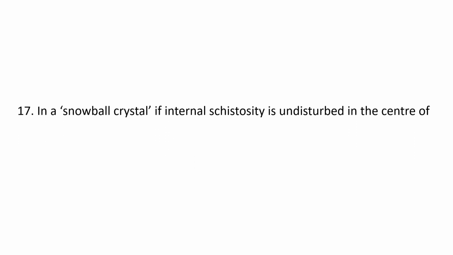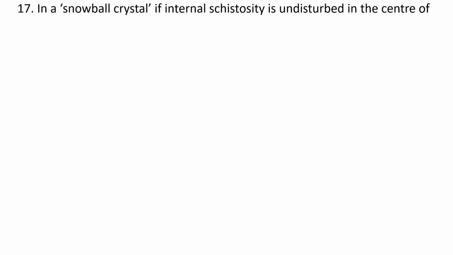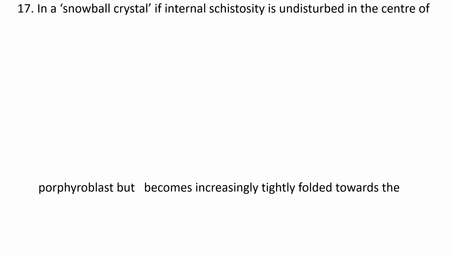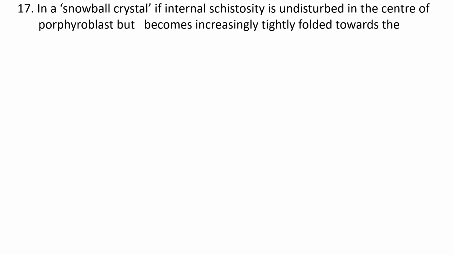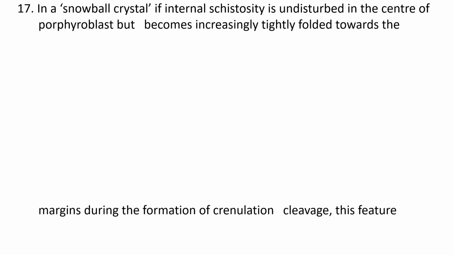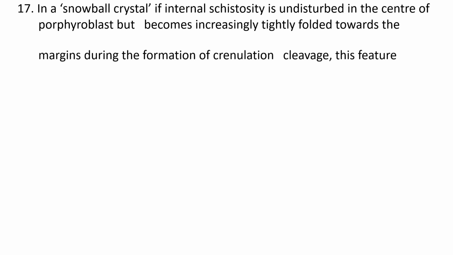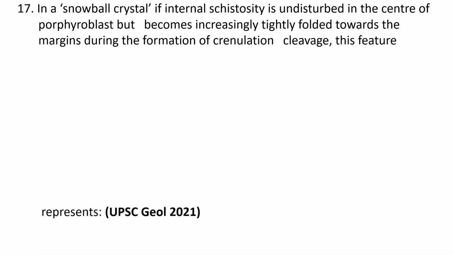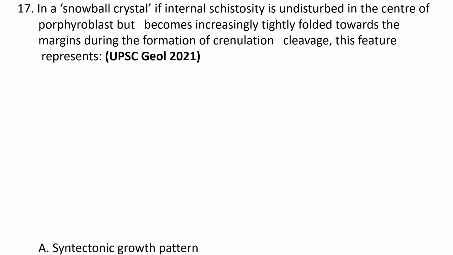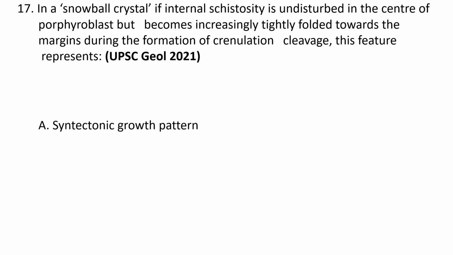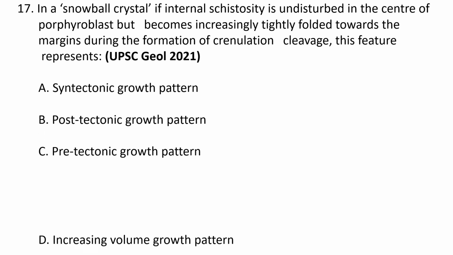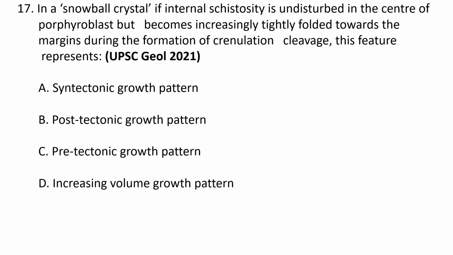17th question. In a snowball crystal, if internal schistosity is undisturbed in the center of the porphyroblast but becomes increasingly tightly folded towards the margins during the formation of crenulation cleavage, this feature represents A. Syntectonic growth pattern, B. Post-tectonic growth pattern, C. Pre-tectonic growth pattern, and D. Increasing volume growth pattern. The correct answer is A. Syntectonic growth pattern.